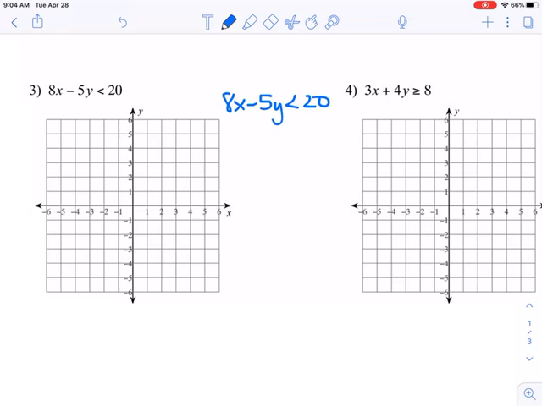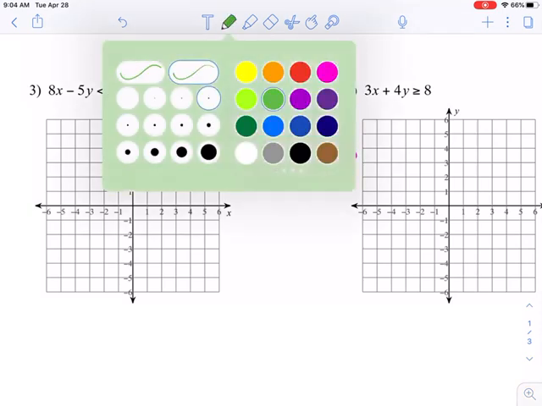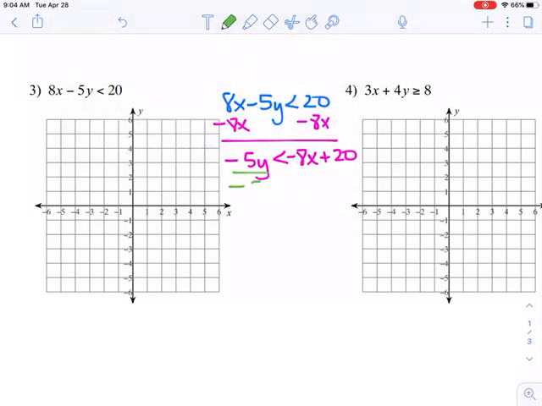And if we want to get y by itself, we need to remove the 8x first. So let's subtract 8x from both sides. And we'll be left with negative 5y is less than negative 8x plus 20. And when we're solving with inequalities, anytime we divide both sides by a negative, or multiply both sides by a negative, we have to flip the inequality. So we now have y is greater than 8/5 x minus 4. Now my line is in the correct form.